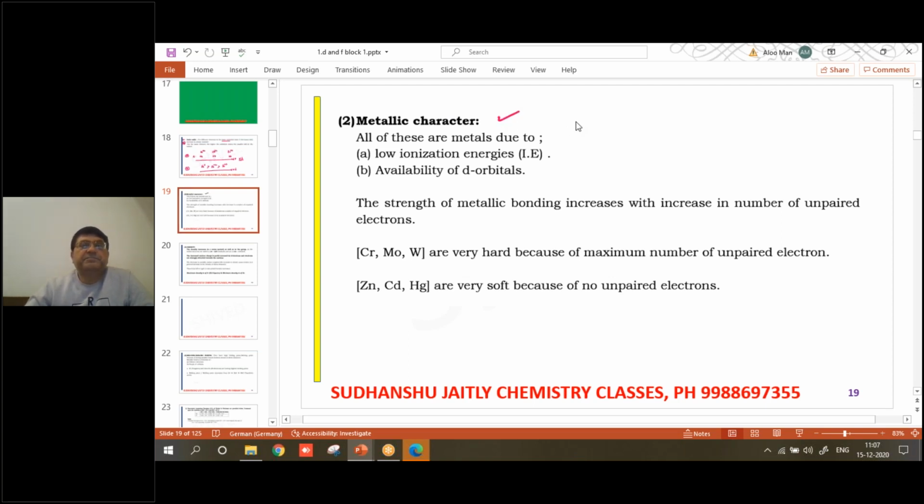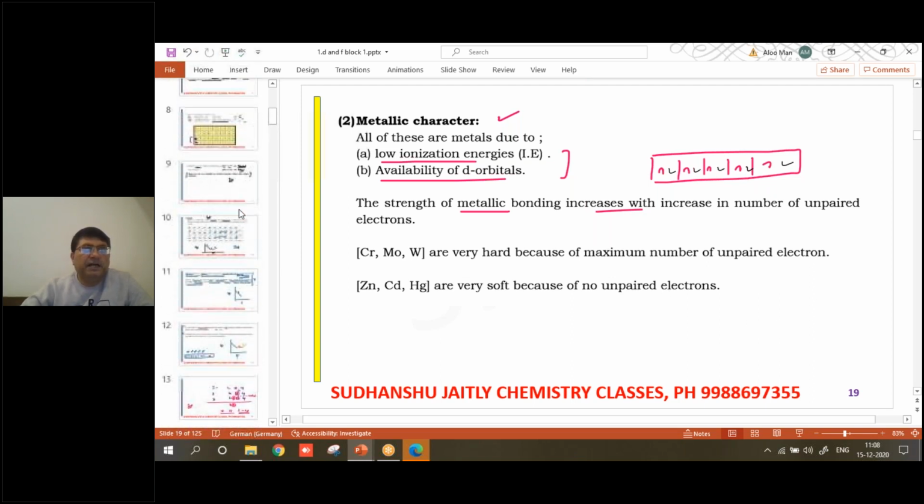The metallic character: all of them are metals due to their low ionization energy and availability of d orbitals. For metallic bonding, there are two main stories. The strength of metallic bonding increases with increase in the number of unpaired electrons. Just listen, my dear friends. As you keep adding one electron, the paramagnetism or number of valence electrons increases, and the extent of metallic bonding increases. After that, once you start pairing, the extent of metallic bonding decreases.